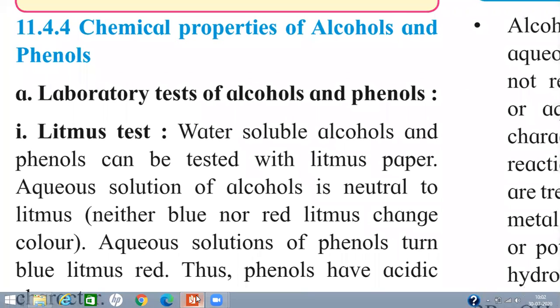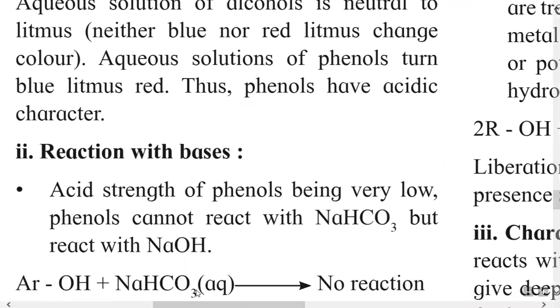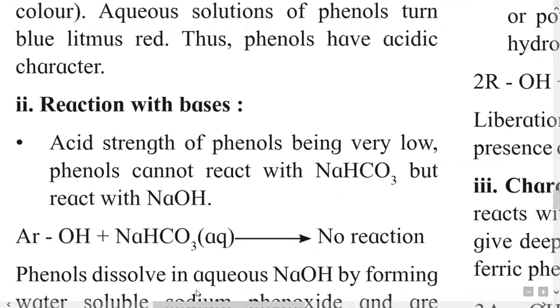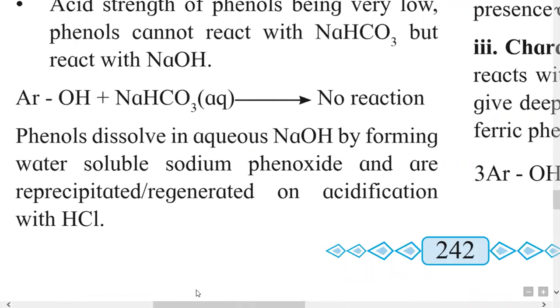Hello, good morning, students. Today we will study chemical properties of alcohol and phenol. Four different types of properties of alcohol and phenol are given in our syllabus. First is a laboratory test of alcohol and phenol. Under this, litmus test and reaction with bases. This part is omitted from the syllabus this year.